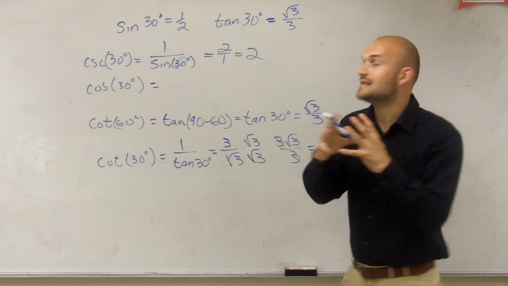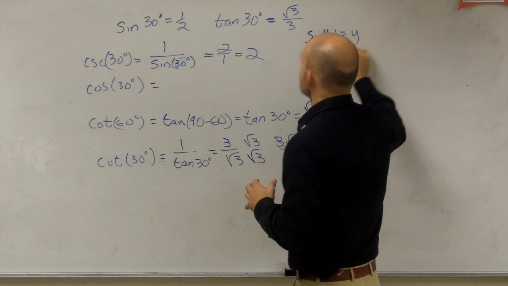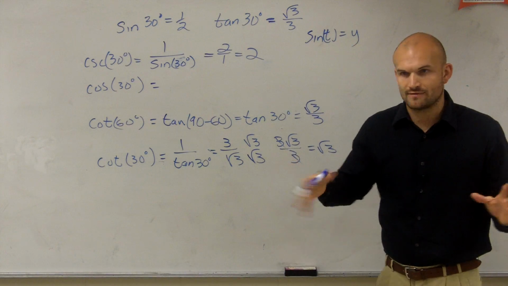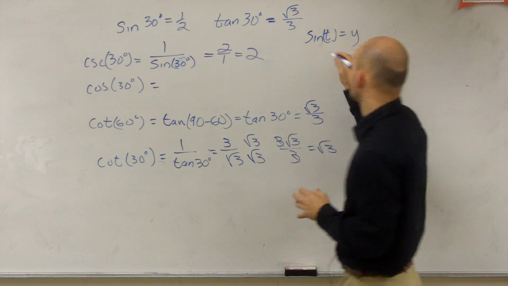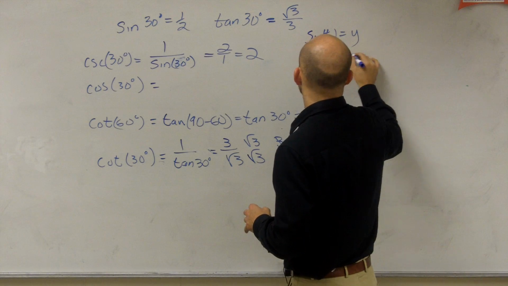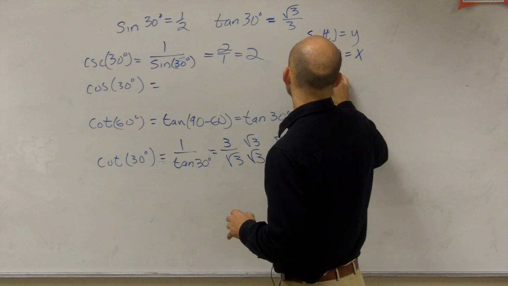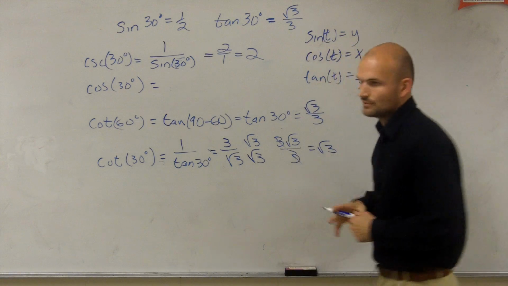The sine. Sine represents the y, right? So we could say sine of t always represents the y coordinate, no matter what. For pi over 6, for pi over 3, for pi over 4, it always represents the y coordinate. Cosine always represented the x, and then tangent of t always represents the y over x, right?